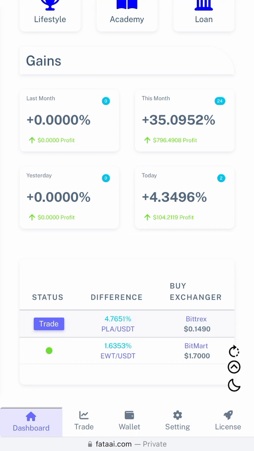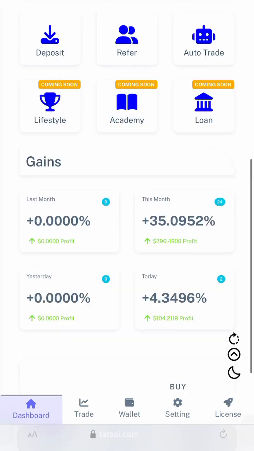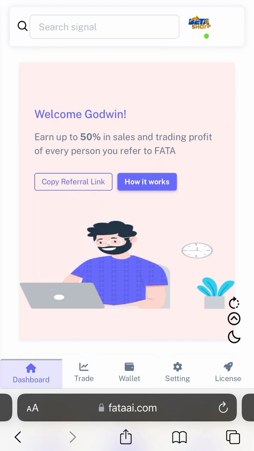You see, for today, I've made $104.2119 in profits. So this is amazing. Once you have this money in your wallet, you can transfer it to an outside wallet for you to be able to sell it in your country's currency anywhere. You can even transfer to any Bitcoin, any USDT wallet, maybe inside Binance, Trust Wallet, or any one of them. Or you can even transfer to a direct vendor.